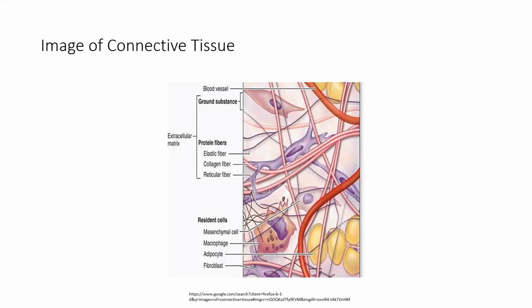Next, let's take a brief look at dense connective tissue. This kind of tissue is dense due to it containing more collagen fibers than loose connective tissue. There are 2 classifications of dense connective tissue. The first classification is regular dense connective tissue, and the second is irregular dense connective tissue.